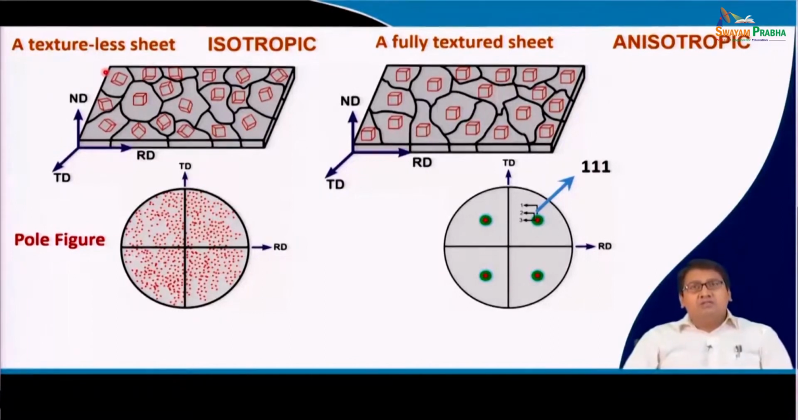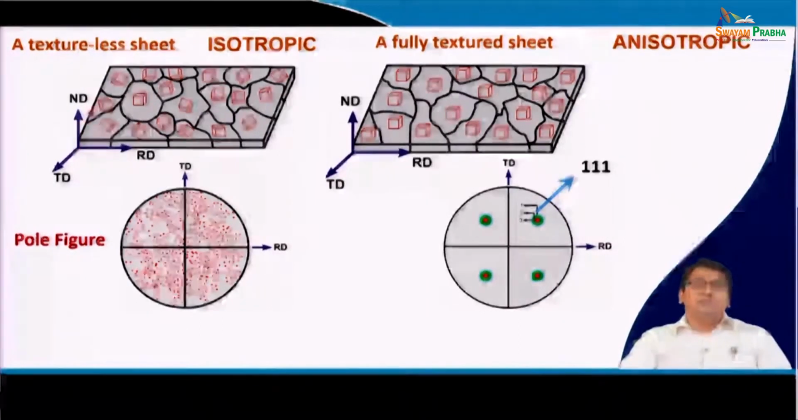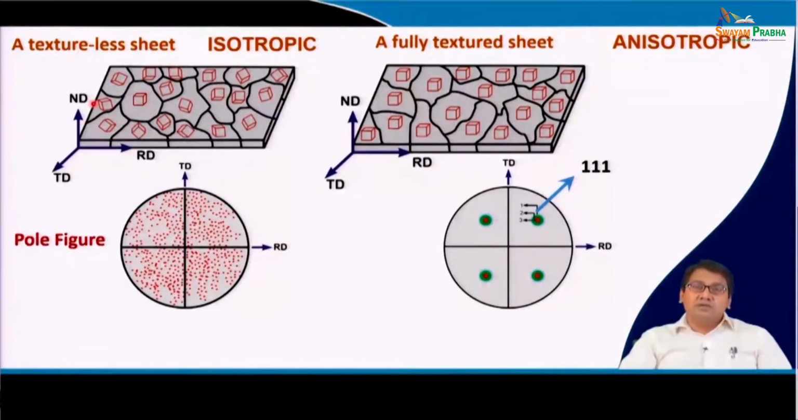Because most of the students are very familiar with this system. We all know that the rolling direction is basically known as RD, the normal direction to the rolling plane is basically known as ND, and the transverse direction to both these directions is basically known as TD.